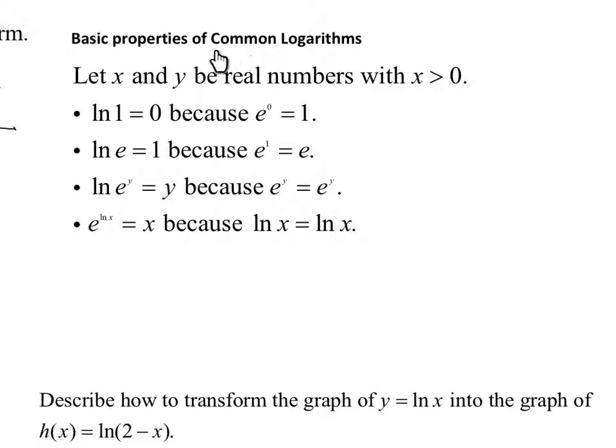All right, we're going to have to fix a little error here. It says basic properties of common logs, but this should say basic properties of natural logarithms. Let x and y be real numbers with x greater than 0. Natural log of 1 is 0 because e to the 0 is 1. So natural log, remember, is equal to log base e. Natural log of e is 1 because e to the first equals e. Natural log of e to the y equals y because e to the y equals e to the y. E to the natural log of x equals x because natural log of x equals natural log of x. So let's look at some examples with some natural logs now.